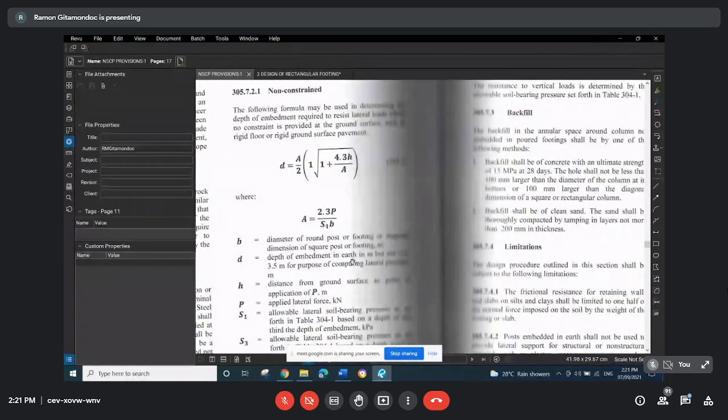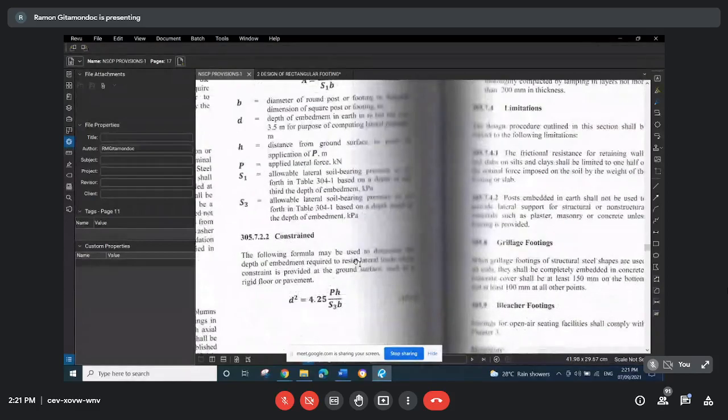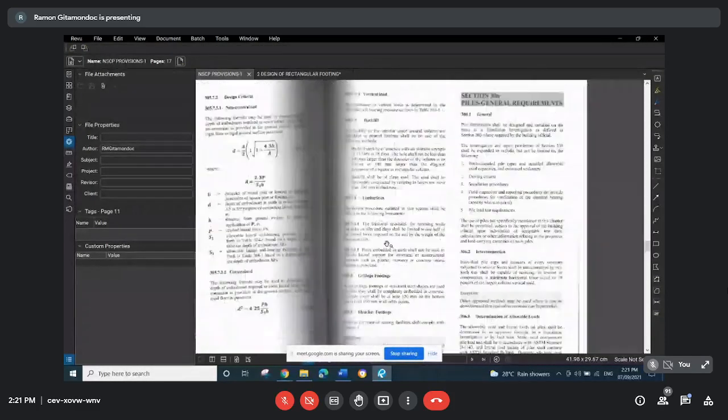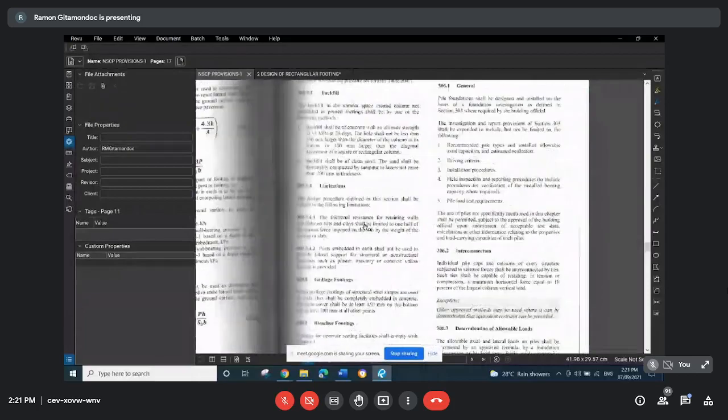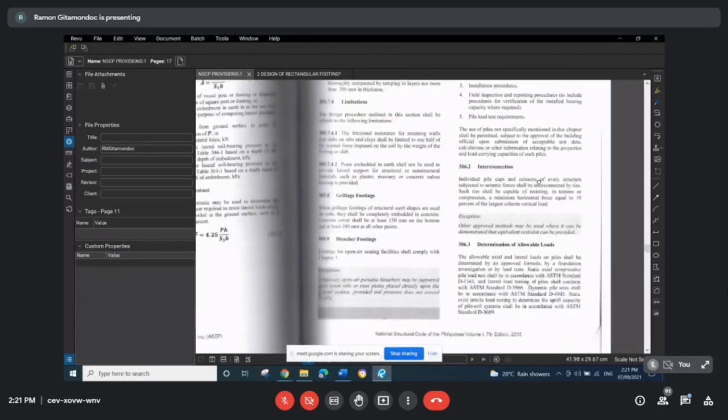So, naadire yung mga empirical formulas which are given, and some provisions on backfill and grillage foundation, shear footings. Okay, here we have the determination of allowable loads. I think this is on piles, no?